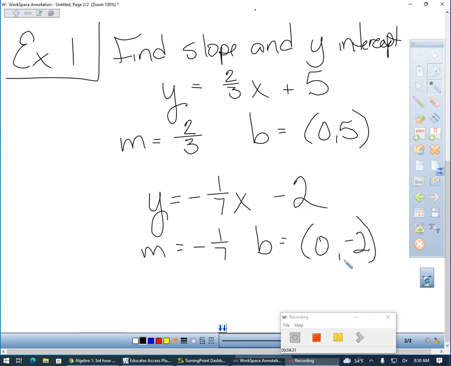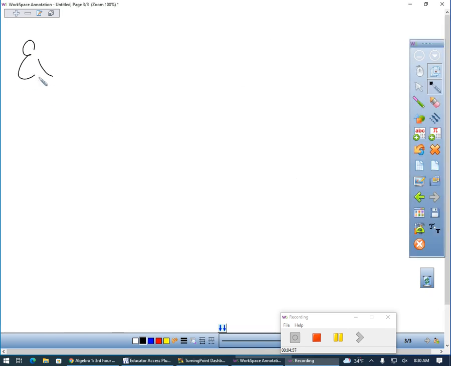Questions so far? So problems 8 through 14 are just like this. I'm going to put a little 8 through 14. Gives you the equation. You just got to say what m and b are. Good? All right, example number 2. Example number 2 is 16 through 21, or 16 through 20.